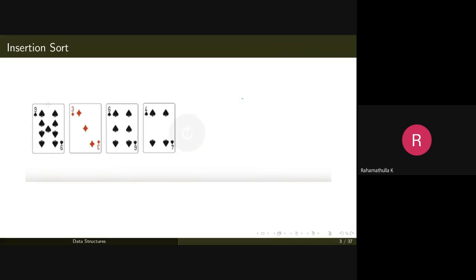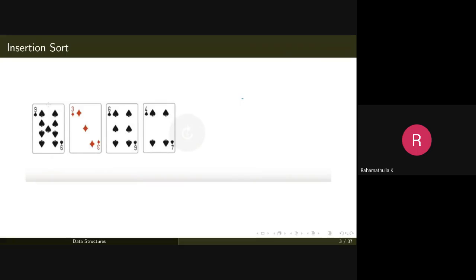So how insertion sort does it is, it takes the first card out of this, that is 9, and transfers it to the right hand. So it takes each card from the left side and transfers it to the right side, and while reaching the right hand side, it will insert it in its proper position. Let's see this with an example.